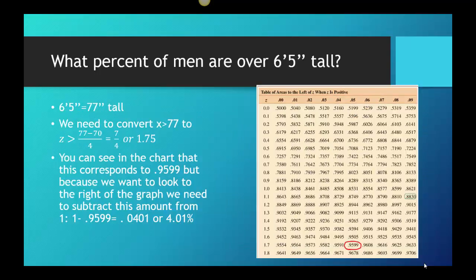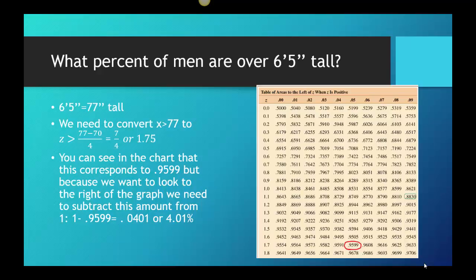So I'm going to stick with this example, but just change the question, and this time I want to know what percent of men are over 6 foot 5 inches tall. So first up, one more time, is change the 6 foot 5 into inches. So 6 foot 5 gives me 77. This time I'm looking for over 6 foot 5, which means I'm looking for greater than 77. Greater says read to the right.